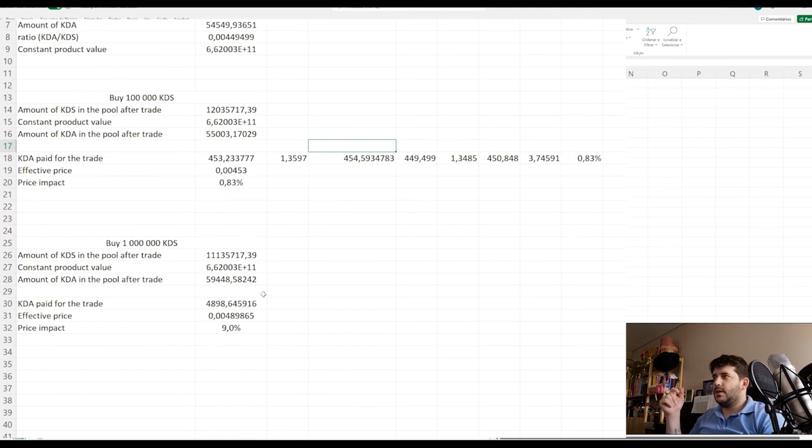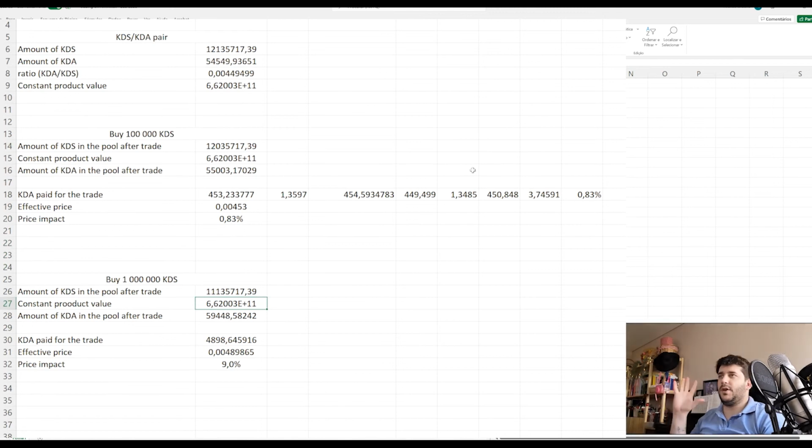Now let's see if you buy 1 million KDS, so 10 times more. How does that impact? Well, now you will get 1 million less inside the pool. You still have the same constant product. By the way, this trade never happened. Let's pretend this trade never happened. You still have the same constant product value, and this is the amount of KDA that needs to be inside the pool after your trade. So if you subtract this value from this value, you get this amount of KDA that you need to pay for the trade. And this is the effective ratio and price you pay.